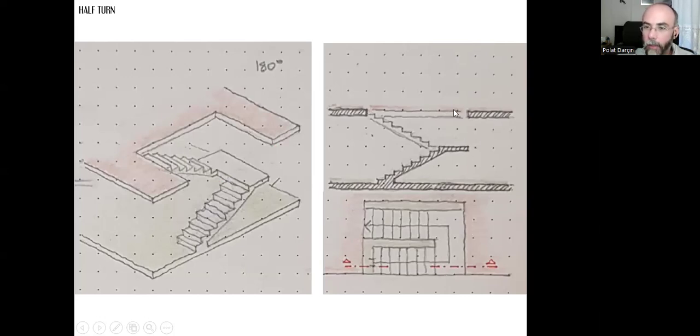And the rest is being seen. I see the side of this other flight. I see the side of the red floor here. If you use your line weights, it will be easily understood which is being cut, which is being seen.